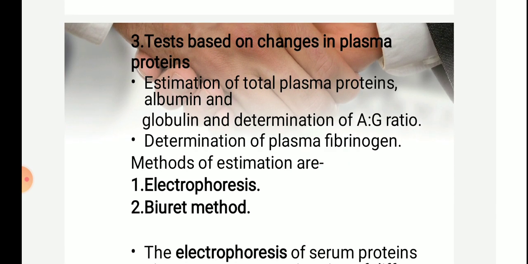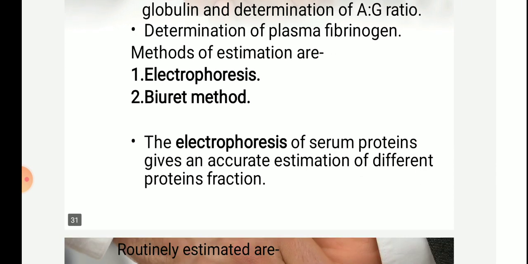Now, tests based on changes in plasma proteins. Important one here. The estimation of plasma proteins, albumin and globulin, and determination of the AG ratio, albumin globulin ratio. Determination of plasma fibrinogen. The methods of estimation, again, the biuret method, and electrophoresis. The electrophoresis of serum proteins gives an accurate estimation of different protein fractions.